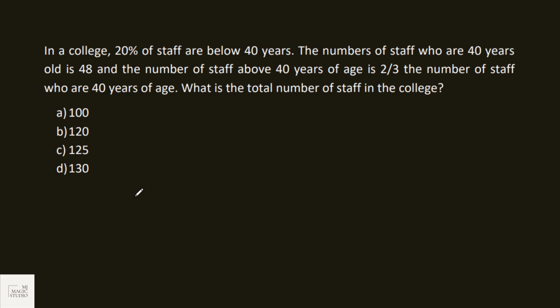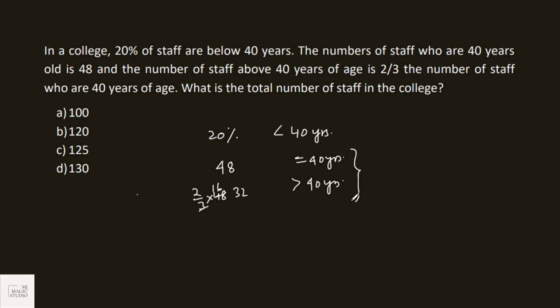Okay, on to the next one. In a college, 20% of staff are below 40 years. The number of staff who are 40 years old are 48. And the number of staff above 40 years is 2/3 of the number of staff who are 40 years of age. Okay, so 2/3 of 48 is 32.